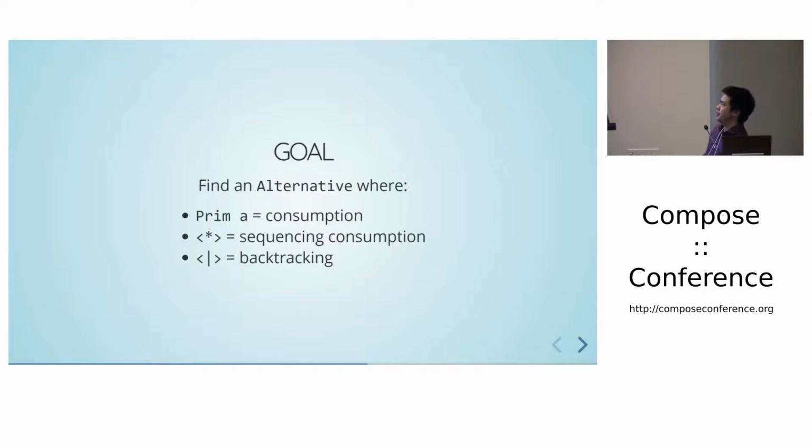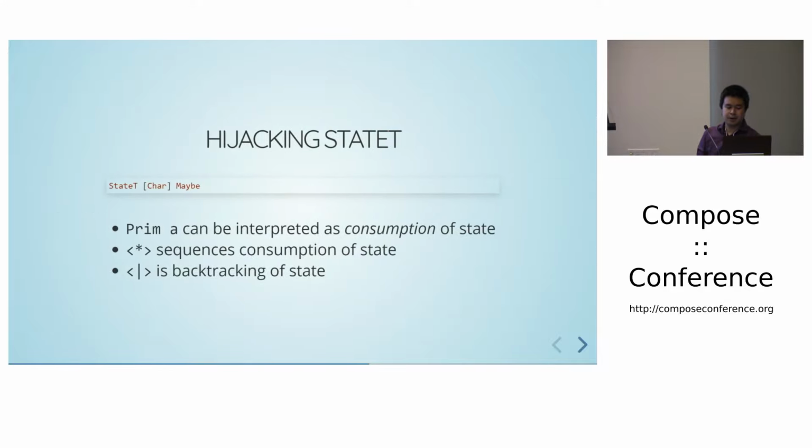And this alternative exists in Haskell already. It's kind of convenient. It's called StateT [Char] Maybe, StateT list char Maybe. We can interpret prim a as a function of state, and in StateT, star sequences functions of state, and alternation is backtracking of state.